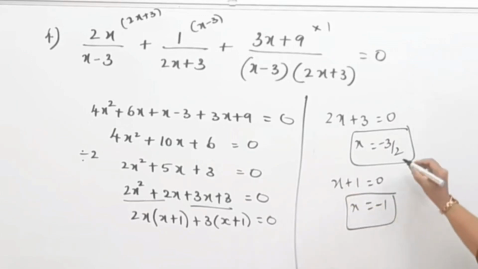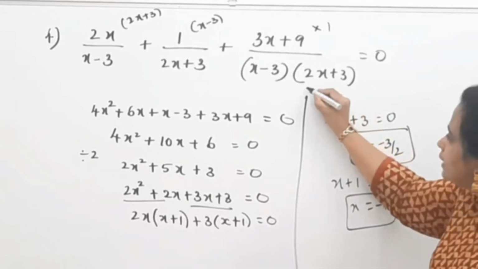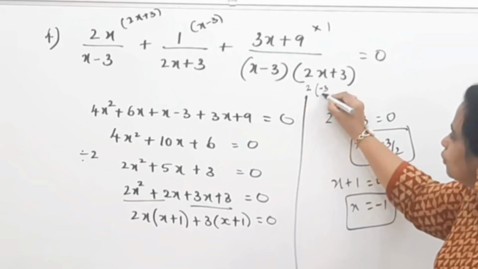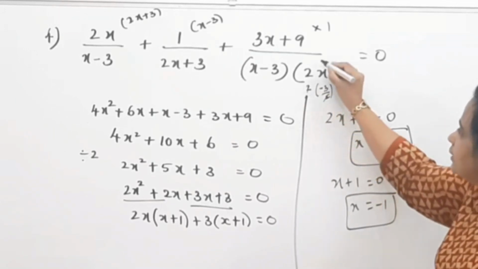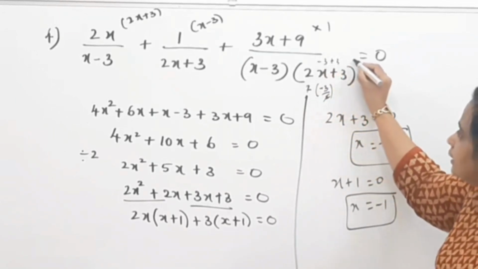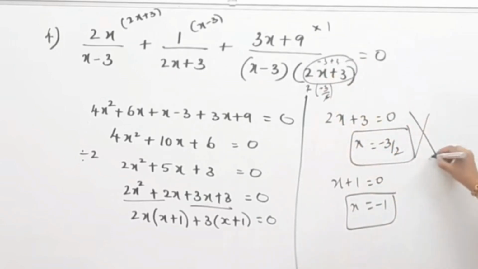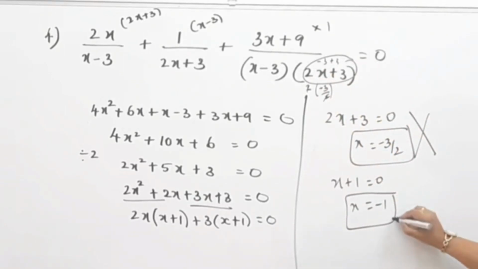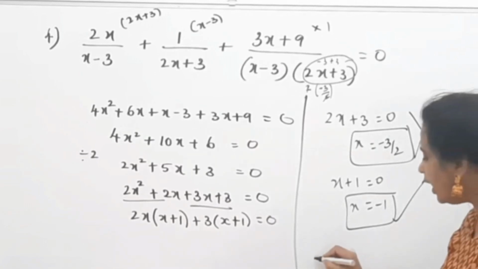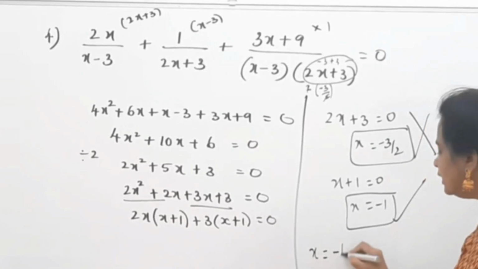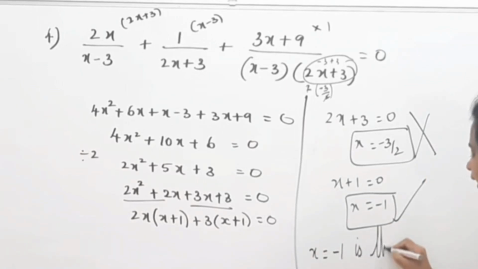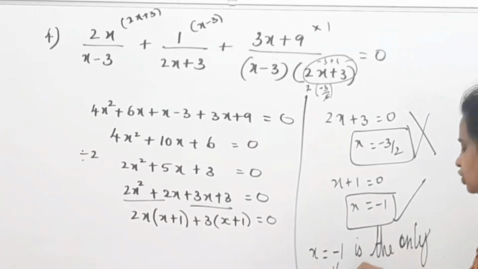But children, when you put x is equal to minus 3 by 2, you can see here 2 gets cancelled. This becomes minus 3 plus 3. That whole thing will become 0. So this value is not possible. So x will take only this value. So you will write x is equal to minus 1 is the only value for this quadratic equation.